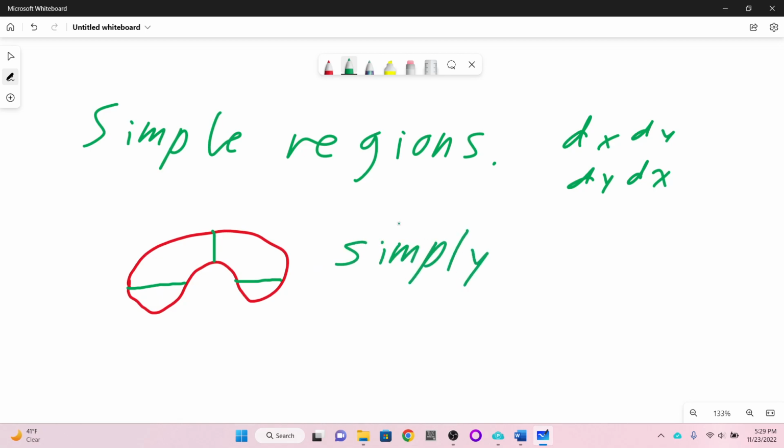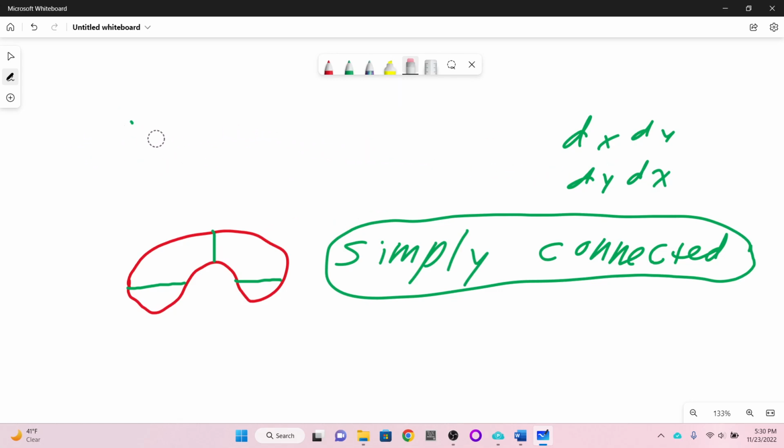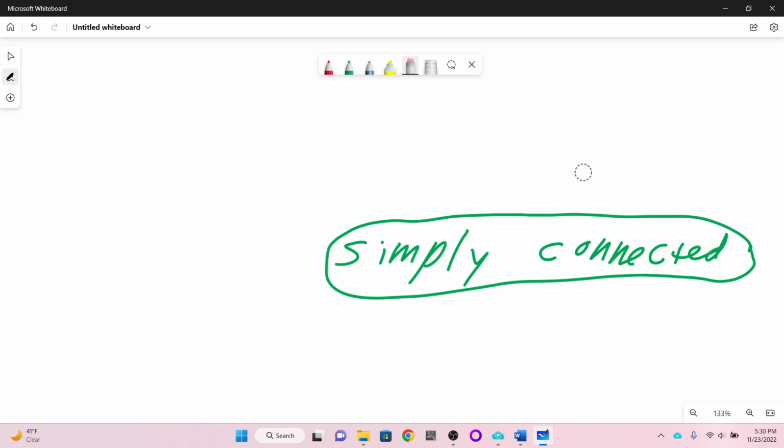So simple regions, I wouldn't even worry about that concept. I don't think it's that important. Simply connected, though, that is something you really need to understand, and that is, we said, anything without a hole in it. The basic way of using Green's theorem is with simply connected regions, and that's what we did in class.